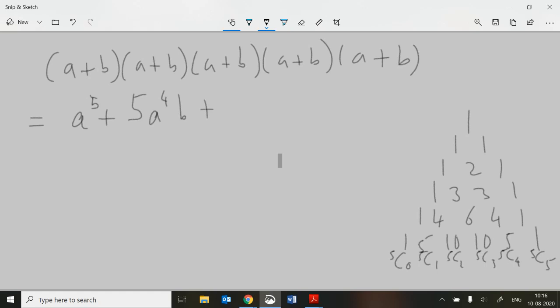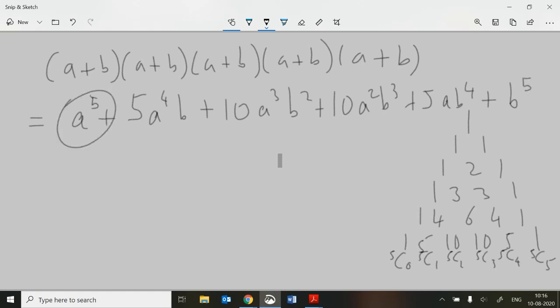Now, we've already explained the next one, so I'll go through that again. A to the 3 b squared plus 5 lots of, sorry, not 5, got 10 next still. 10 lots of a squared b cubed. Just going through all of the different combinations I can get with my powers. Plus 5 lots of a b to the 4, and then plus, just on the end, b to the 5.